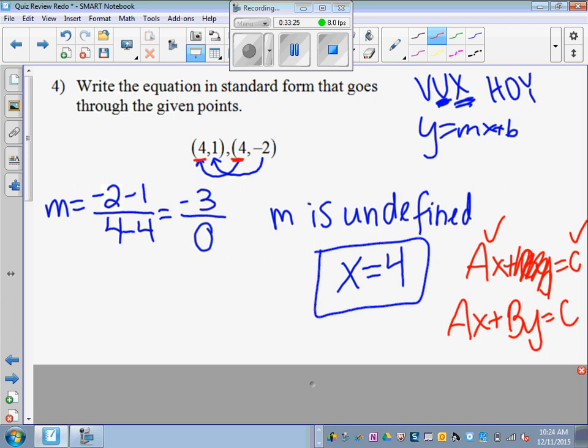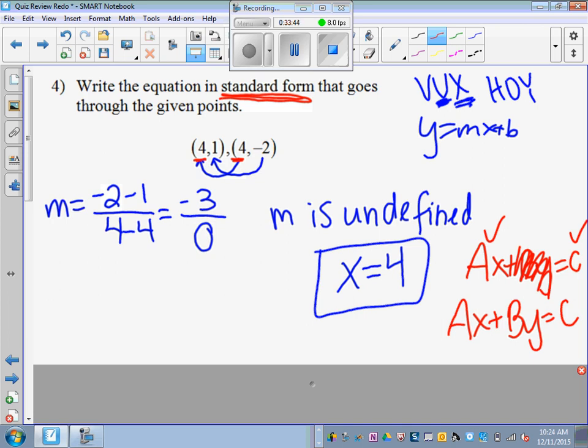So right now we have 2 points on that line. We want the equation for that line, and we want it in standard form. So we were trying to find slope, so we could find our equation here and then turn it into standard form. But we found out our slope is undefined.